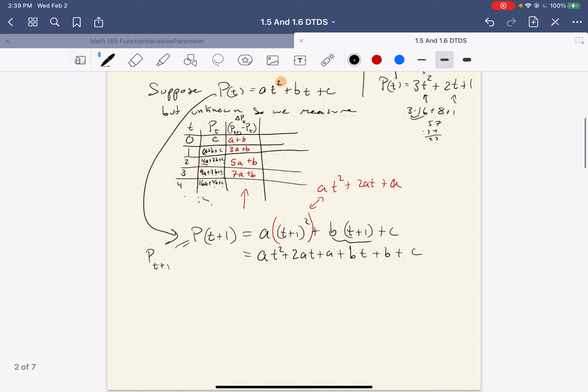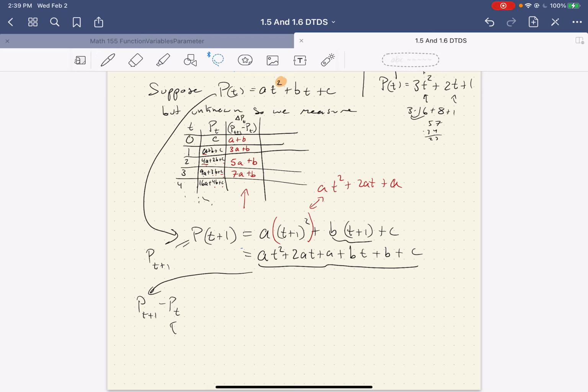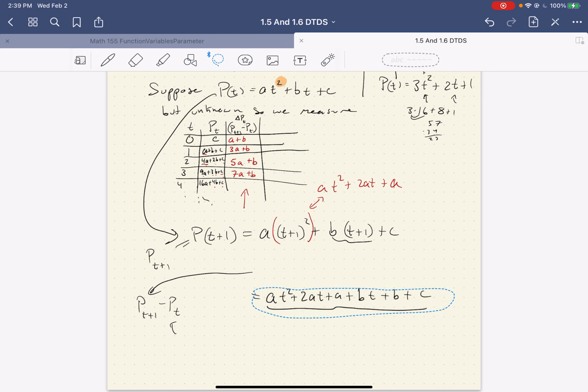Now a first difference, a computation of P sub t plus 1 minus P sub t, means I would take this monster, that's my P sub t plus 1, and subtract P sub t. So let's do that. I can move this on down, and say this is equal to this monster minus P sub t, which is At squared plus Bt plus C. So my first difference is that minus that.